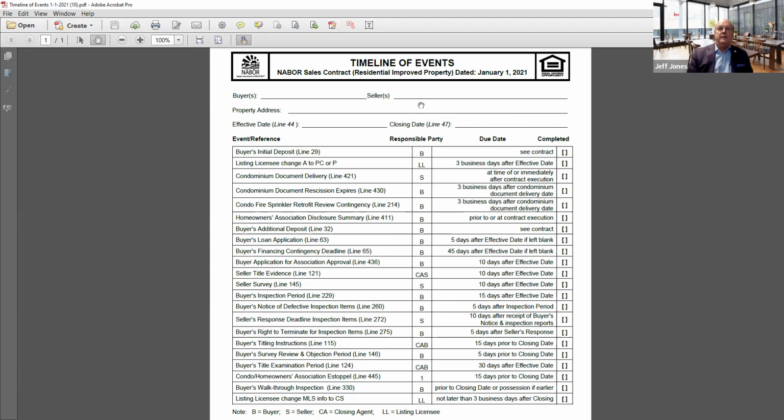Obviously, not everything applies on here. Condo fire sprinkler retrofit probably isn't a big one, but the deposit dates, the condominium document delivery, when the 3 days expire, additional deposits, loan application, buyer application for association approval. Really, that's one of the key items that you need to be looking at in working with your customer.